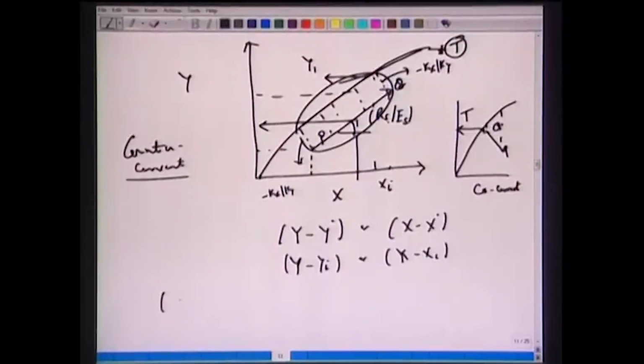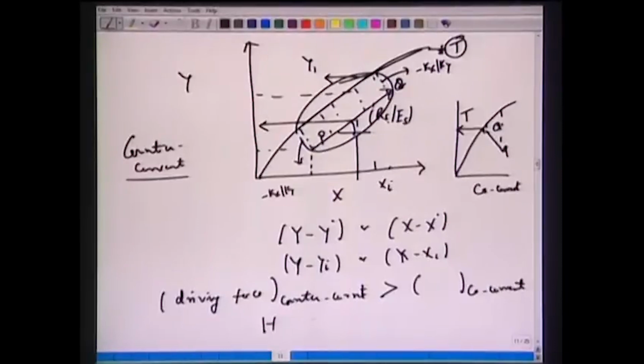More important to note here is that the driving force for mass transfer in the counter current case is in general greater than the driving force for co-current, and this has huge implications. The height of the column in this case will be smaller than the height of the column in the co-current, or the size of the equipment for counter current will be smaller than the size for co-current.